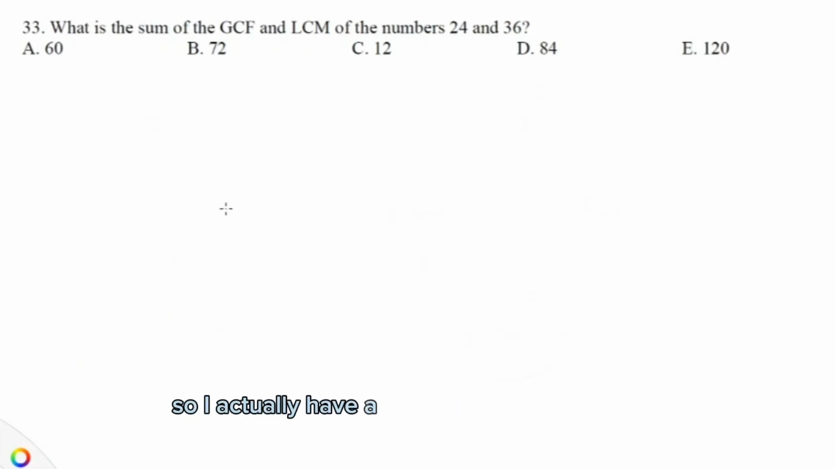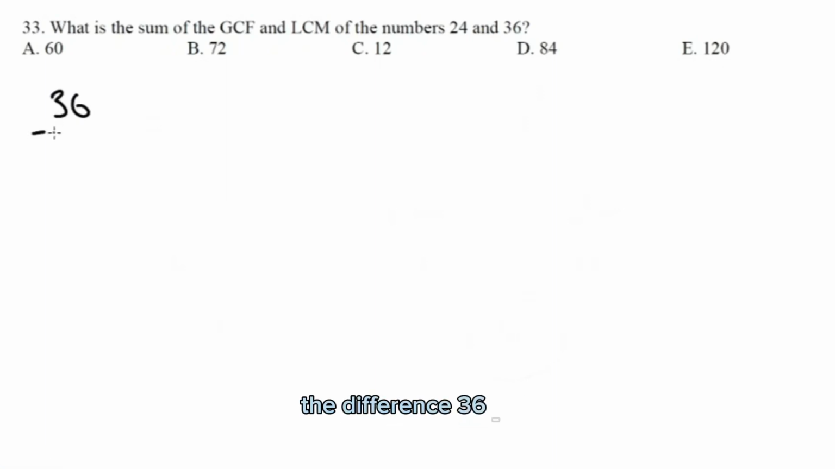Alright, so I actually have a full video on these types of problems as well, which will also be pinned in the card at the top. But let's continue with this problem. So first you need to find the GCF, greatest common factor. To do that, you can just subtract the difference. So 36 minus 24 gets you 12. Alright, so 12 is your GCF.